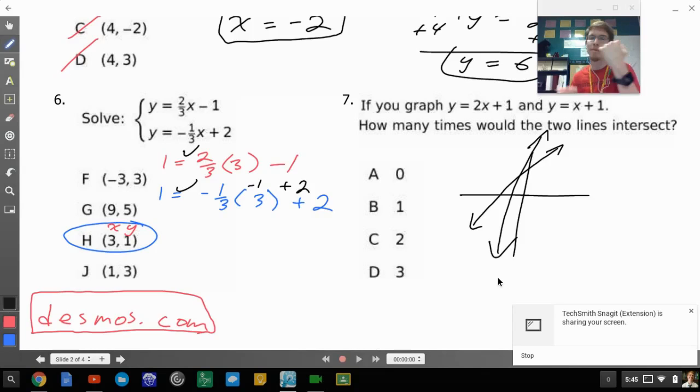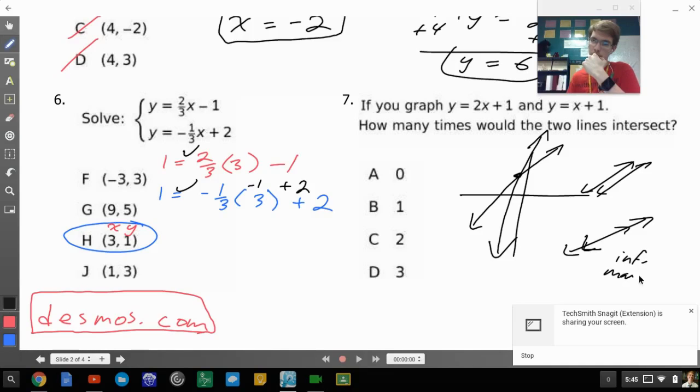Two lines. How many times can they intersect? They can hit once. They can be parallel. Or they can be the exact same line, one line on top of the other. So we can have infinitely many. This is no solution. And this is one solution. So it can't be 3. 3 is never a good answer here.